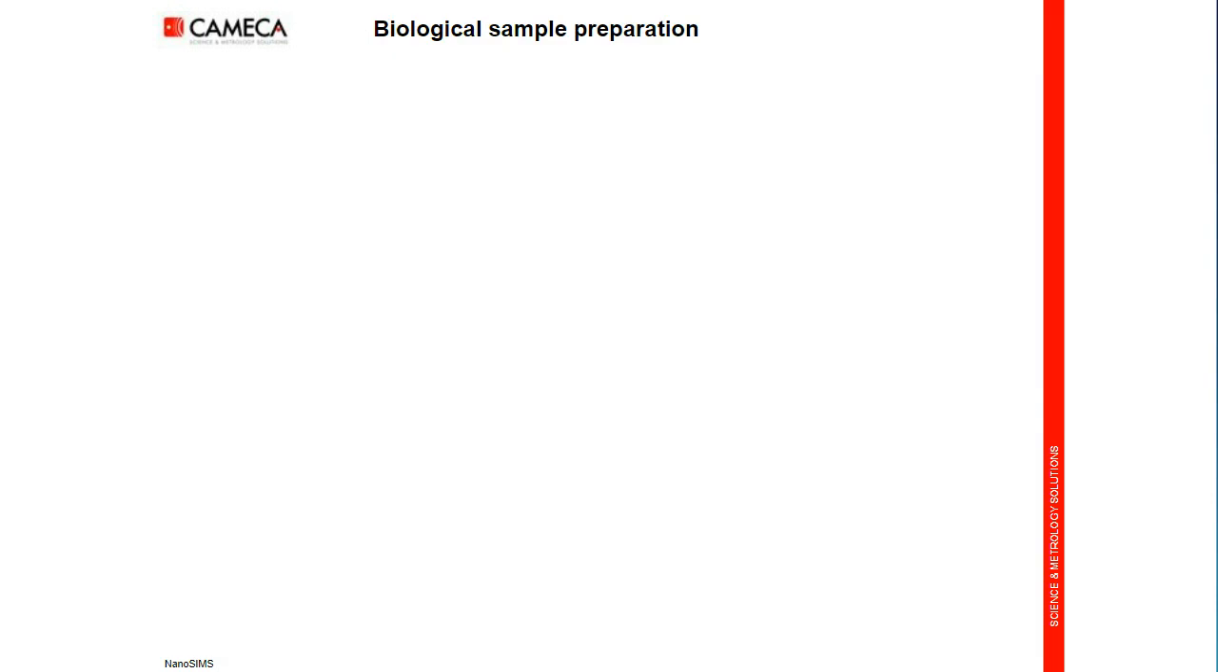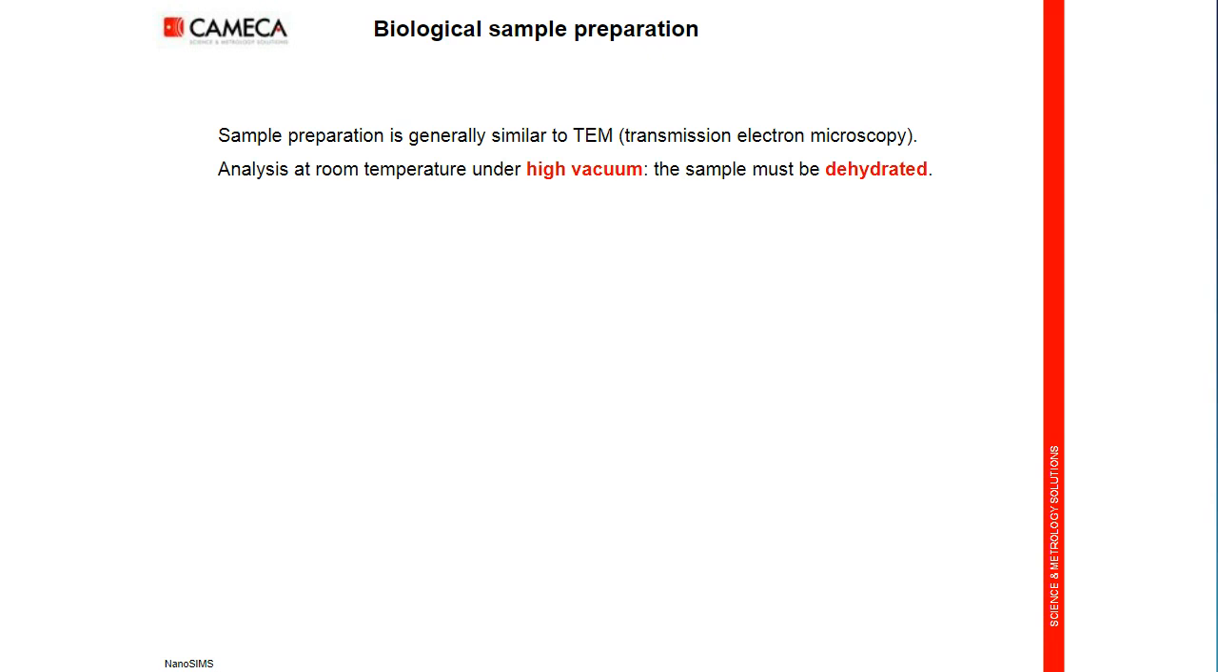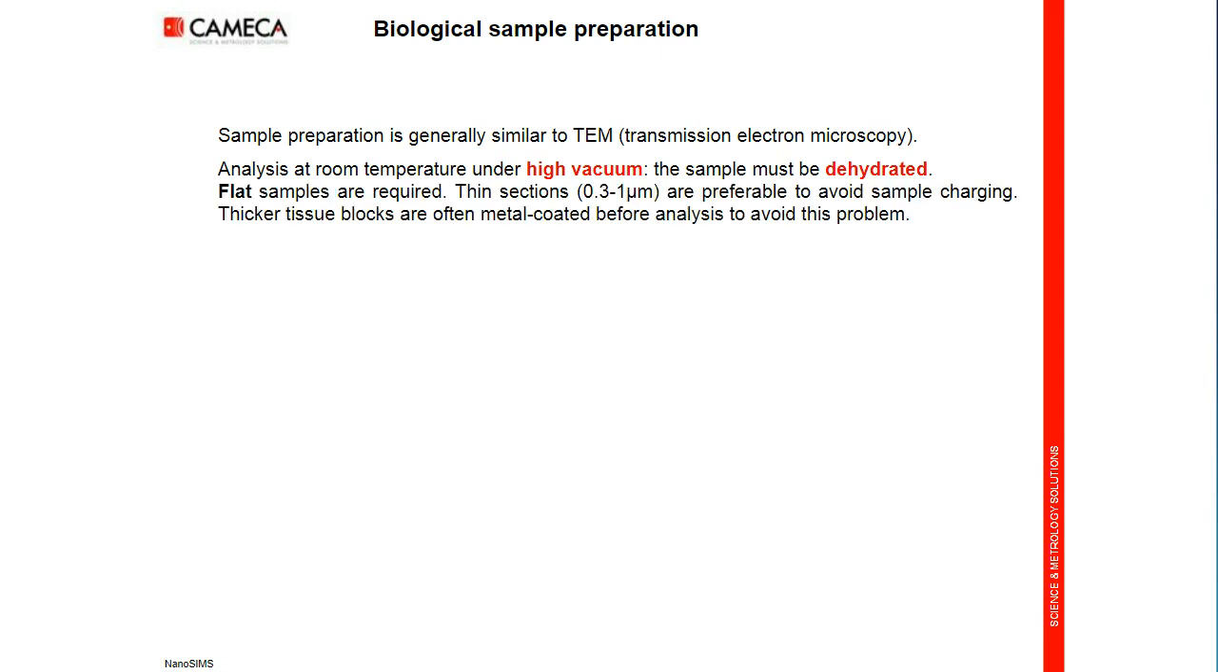Sample preparation is usually extremely similar to transmission electron microscopy sample prep. Basically, the analysis is done under high vacuum, so any sample must be dehydrated. So no analysis on live cells is possible. Sample must be flat, so generally we work with thin sections, and conductive, so if the sample is not conductive, like for bones, for example, we use a metal coating.